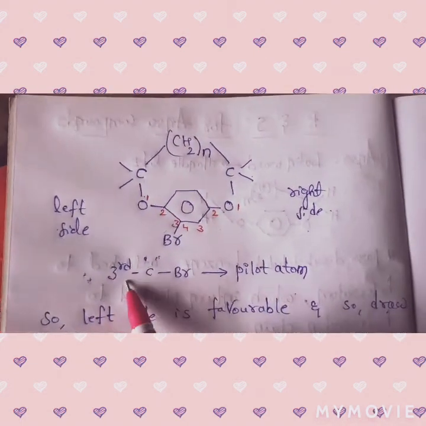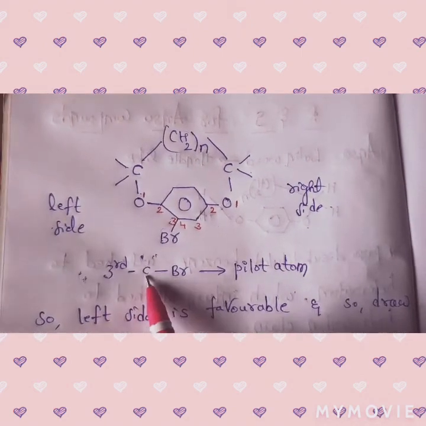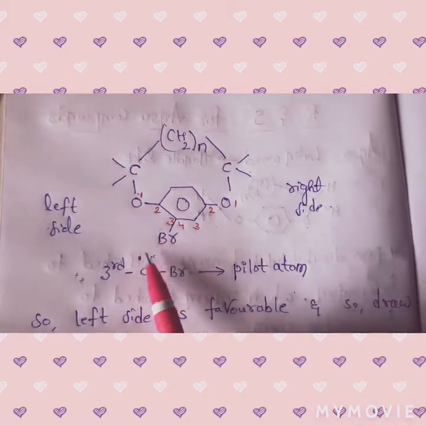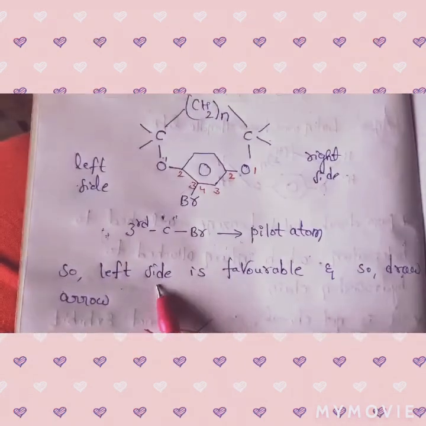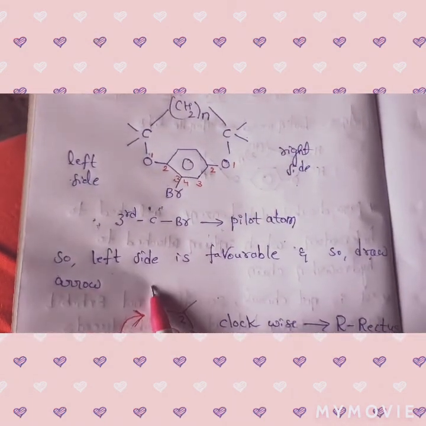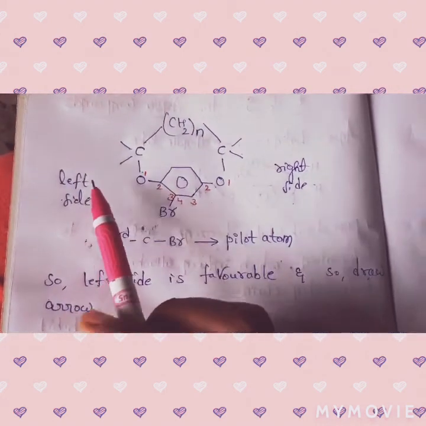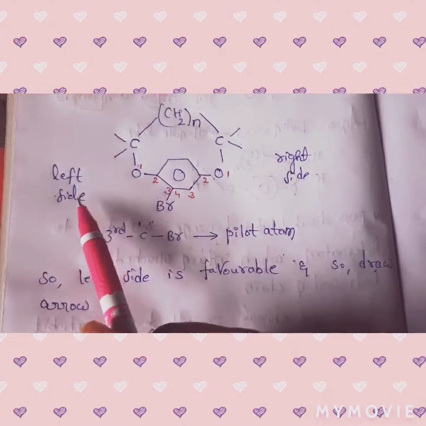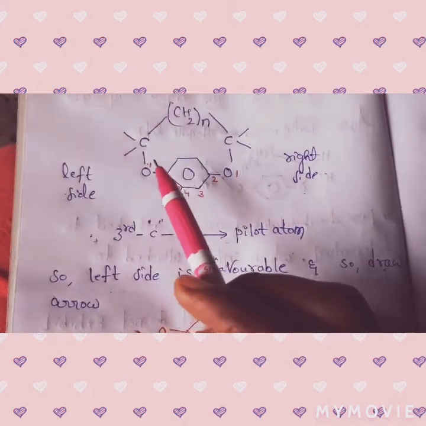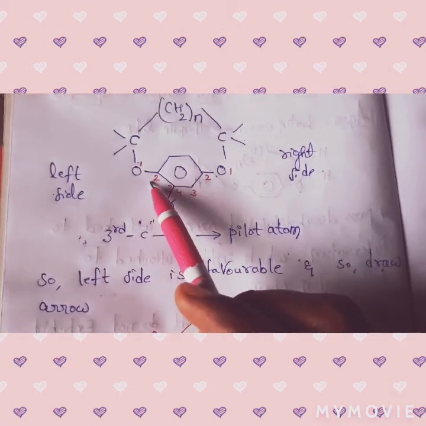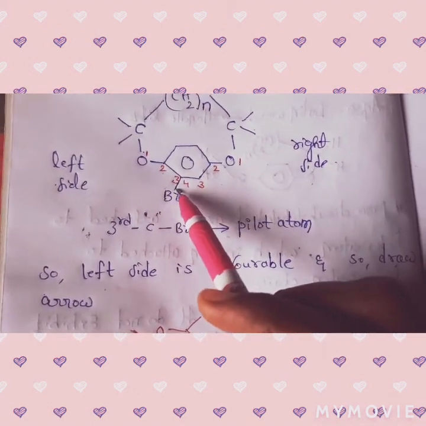From the left side, at the third carbon, bromine, the substituent, is present. So this CH2 group is the pilot atom. Next, the left side is favorable, so draw the arrow. Here the left side is favorable because here we got the pilot atom. We first have to observe the numbers 1, 2, 3, and just based on these numbers we have to draw arrows.